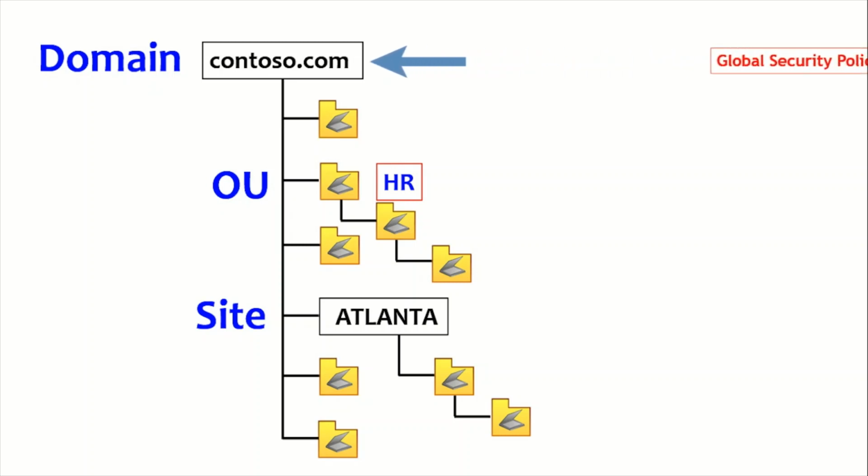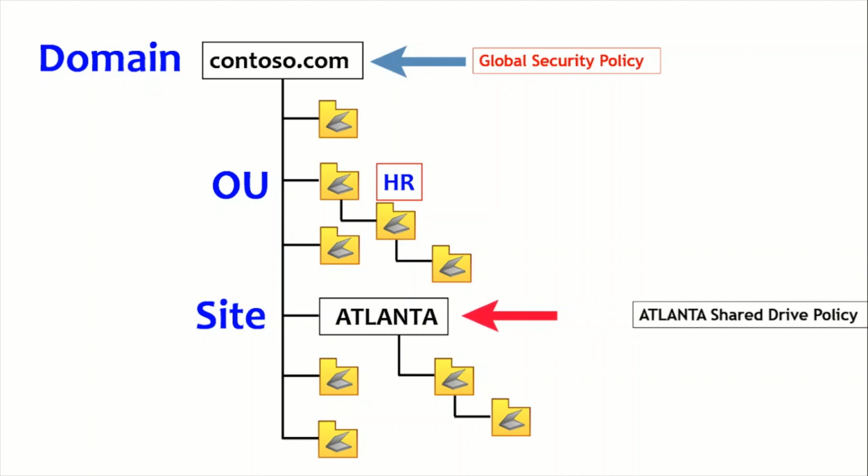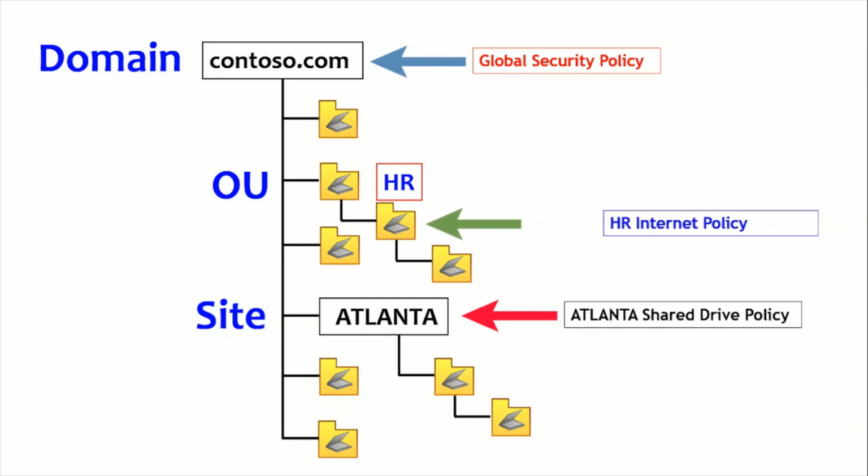Let's say we created a policy, global security policy, and applied it at the domain level. We created another policy for Atlanta users, say Atlanta shared drive policy, and applied it at the Atlanta site. And we want to control access to the internet for HR. So we created another policy named HR internet policy and applied it at the HR OU. So we can apply policies at three containers or three levels: domain, OU and site.